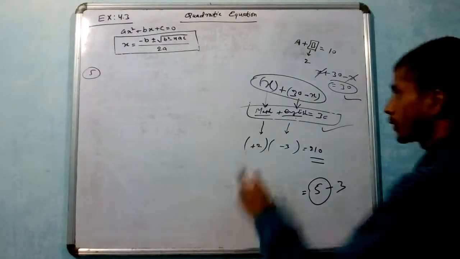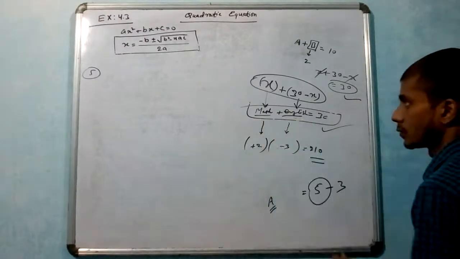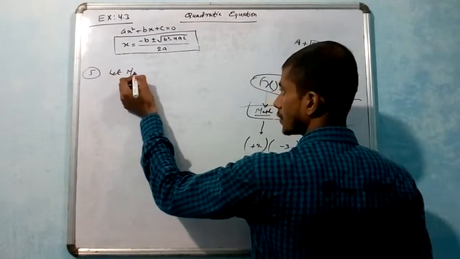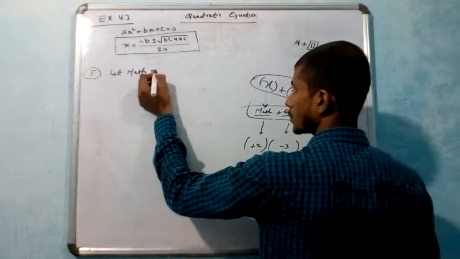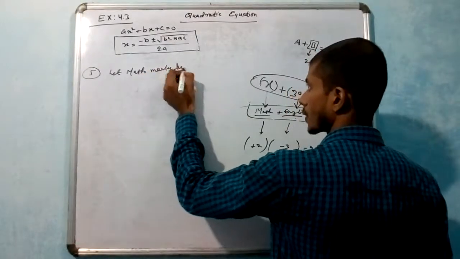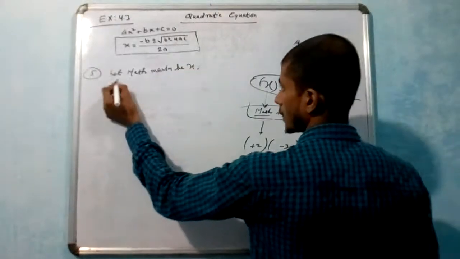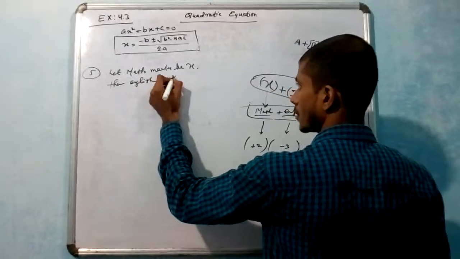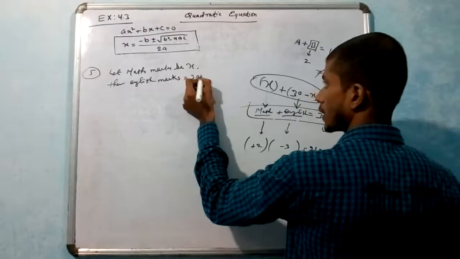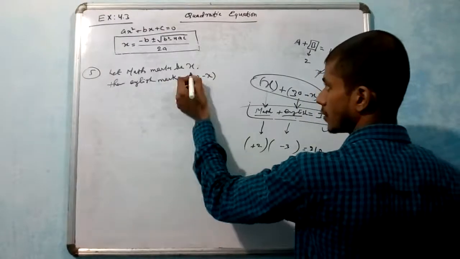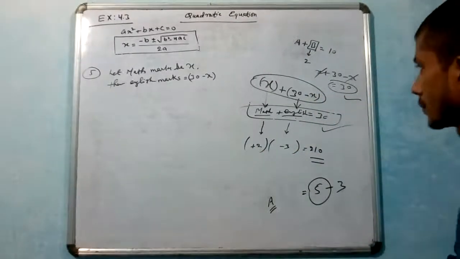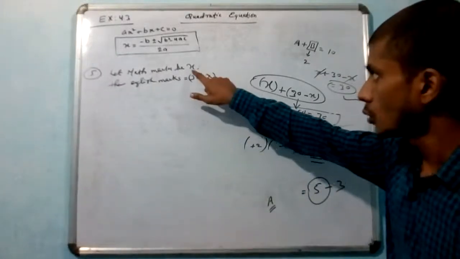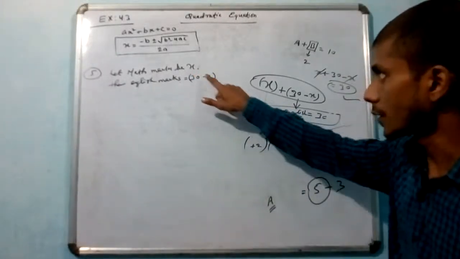So let maths marks be x, then English marks is equal to how much? Total minus maths marks. Okay. And why did we do this? To assume a single variable, so as to get further in quadratic form.